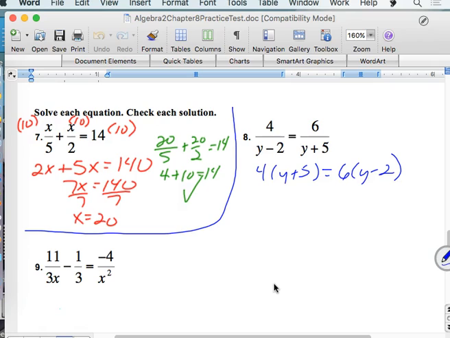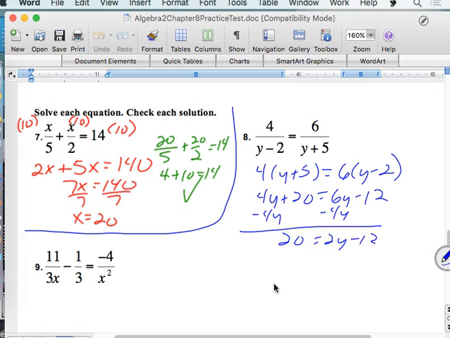Because 4 is divisible by 2 and 6 is divisible by 2, but most people out there already have your head down and you're doing that, and it'll get you the same answer. So then we'd subtract 4y from both sides and get 20 equals 2y minus 12. We add 12 to both sides. 32 equals 2y. Divide by 2. 16 equals y. But we're not going to forget that there's a point coming to protect us.